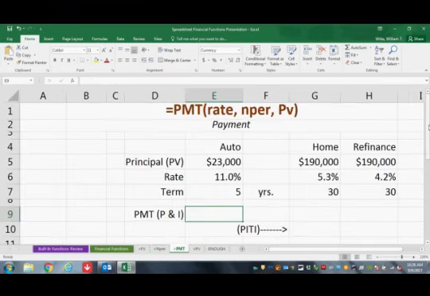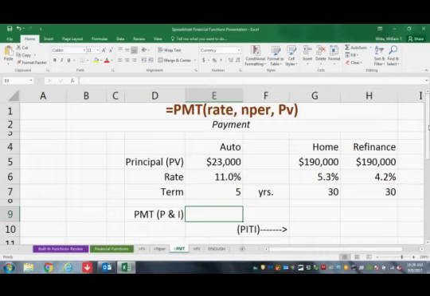Just my opinion, but I think I've saved the most useful two functions till the end. Let's talk about the payment function, or PMT. Of course, in your financial world, you're going to be wondering, I wonder how much I would have to pay to take out a loan, or to pay for a house, or to pay for a car. I wonder how much I would have to pay every month.